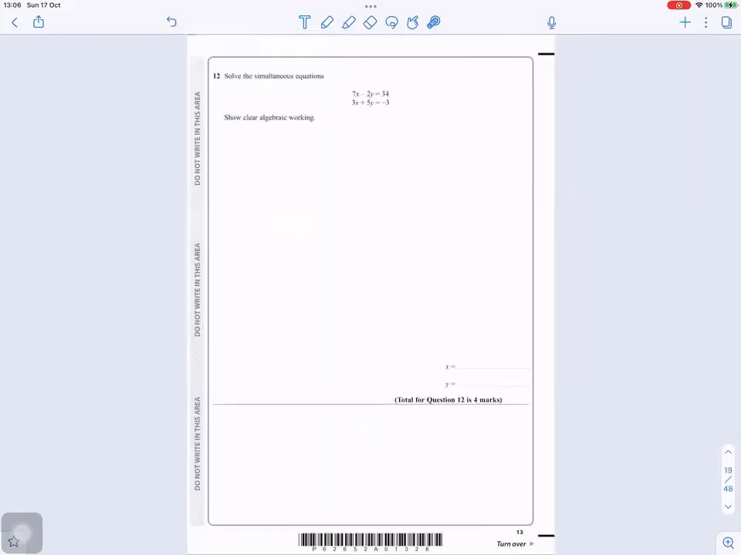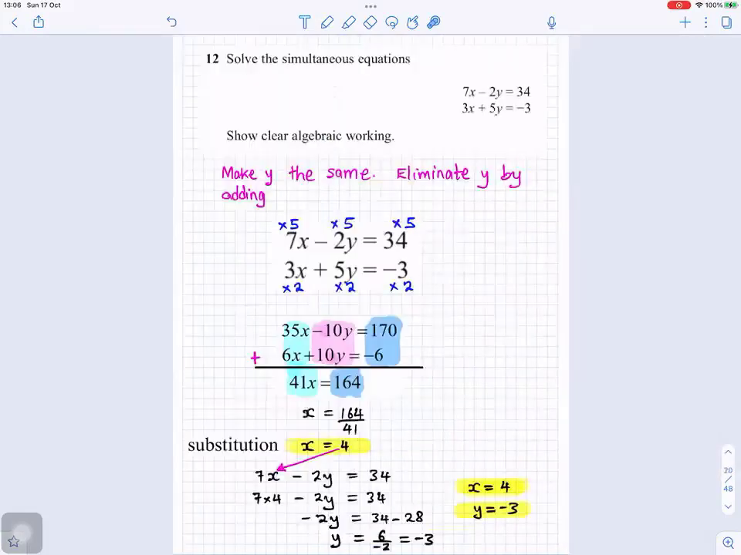Question number 12. Solve the simultaneous equations. 7x minus 2y equals 34. 3x plus 5y equals minus 3. Show clear algebraic working. Make y the same, and then eliminate y by adding. To make y the same, we times the first one by 5 and times the second one by 2.